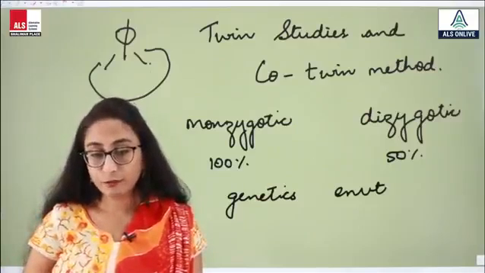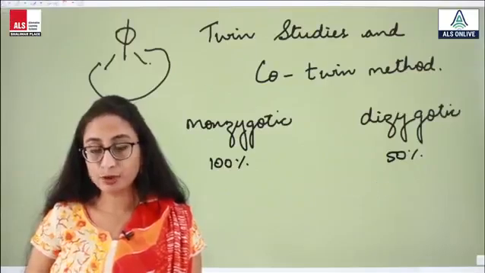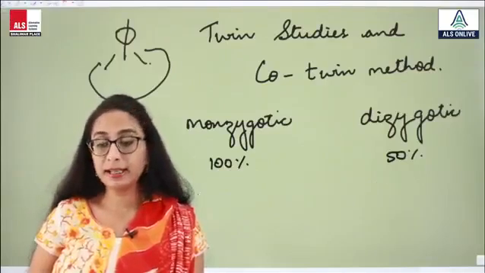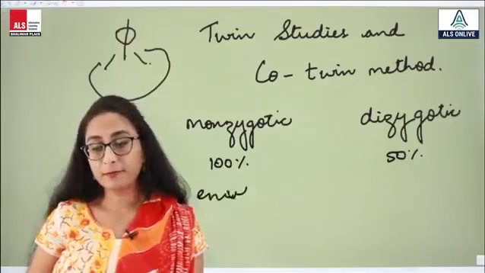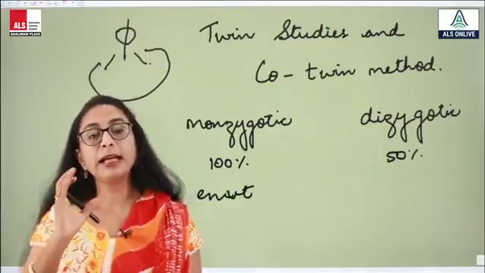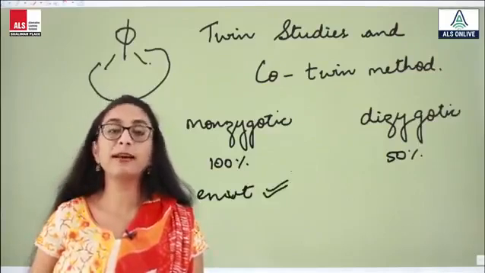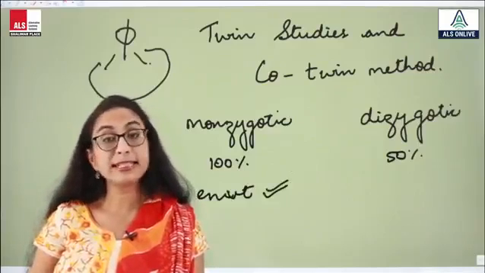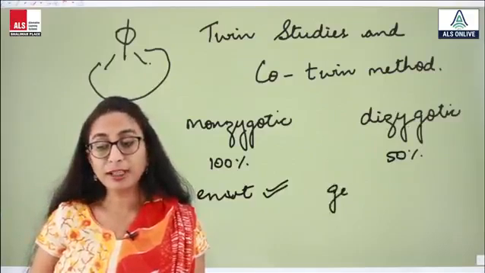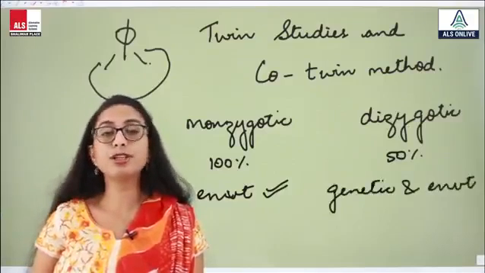So in case of, suppose there is a dissimilarity among the monozygotic twins, they attribute that to the dissimilarity in the environmental factors. Okay, so when there is a dissimilarity in the monozygotic twins, they say it is due to the environmental factors, whereas when there is a dissimilarity between the dizygotic twins, they attribute that to both genetic as well as environmental factors, because genetically also it is true, isn't it?